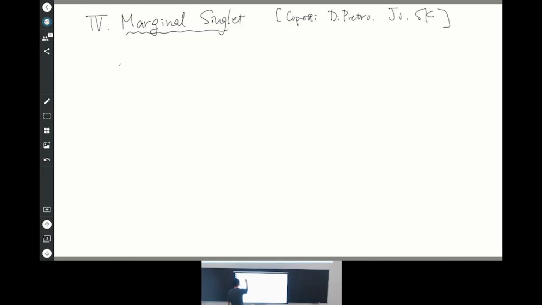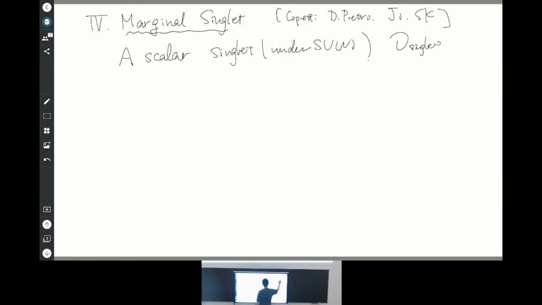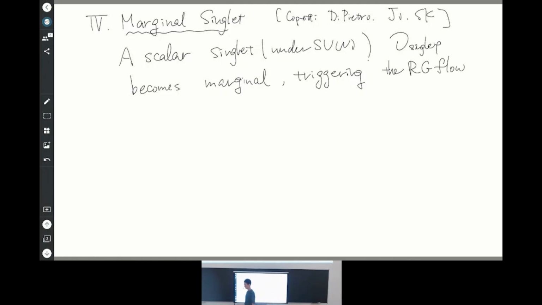Let me write down what this is. In this scenario, a scalar operator which is a singlet under the SU(N) group, let's call it O_singlet, becomes marginal at some point. At small AdS radius this operator is actually irrelevant, but at some point it hits marginality and afterwards it becomes relevant. Because it is a relevant operator, it triggers an RG flow and destabilizes the original boundary condition.